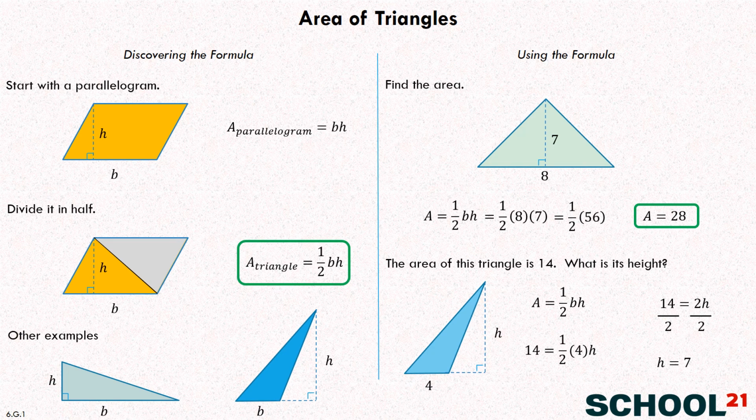So what does that mean for this diagram? That means the height is 7. That's right, the height of the triangle is 7. Okay, so now you understand triangle area? Yeah. Great job.